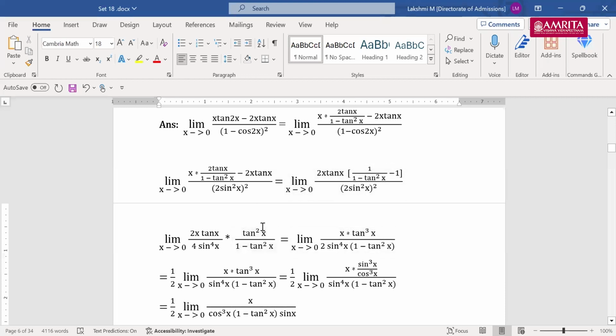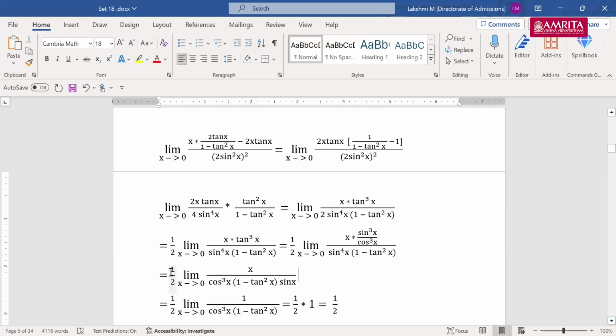I have this term. I'm changing it into sine and cos because I just want the sine to be removed. So it will be x by sine x. Then there is cos cube x. This will come down and there is 1 minus tan square x. So cos cube x, 1 minus tan square x, and x by sine x: when you're substituting it, there is no remaining value for those terms. It's just 1. So it's 1 by 2 into 1. So here it's 1 by 2. Okay, you got it.